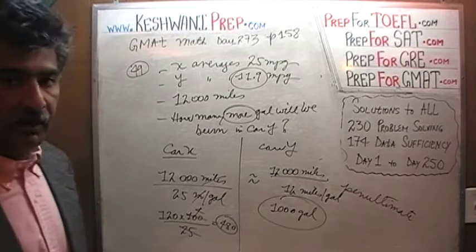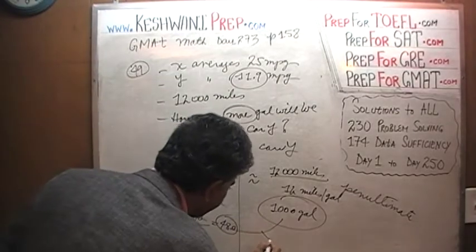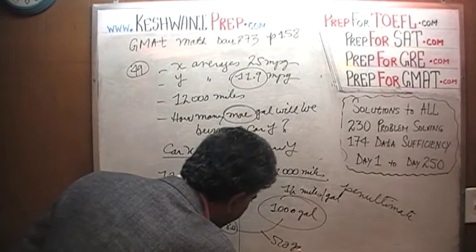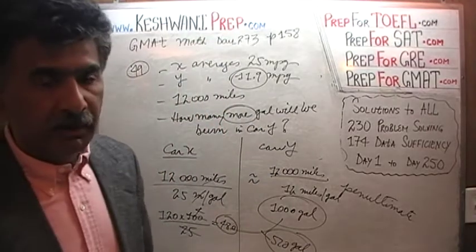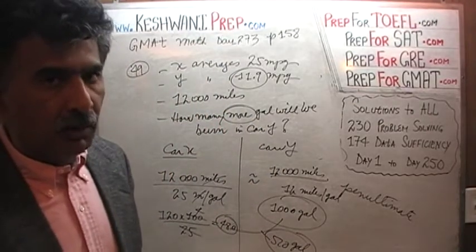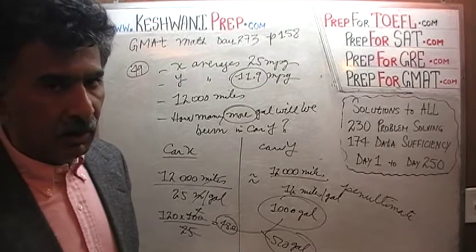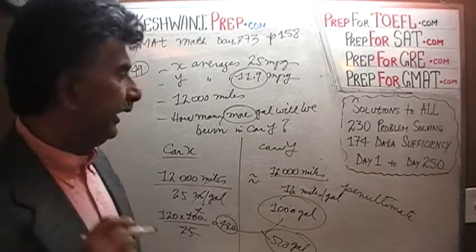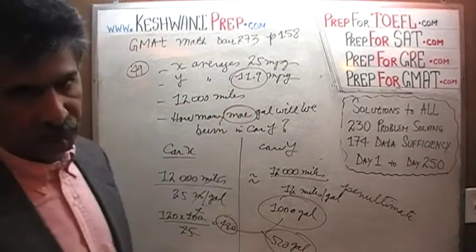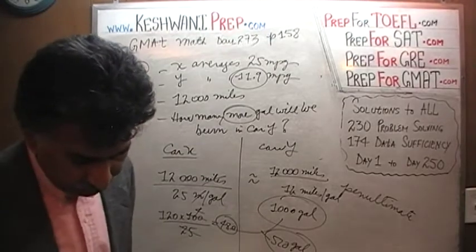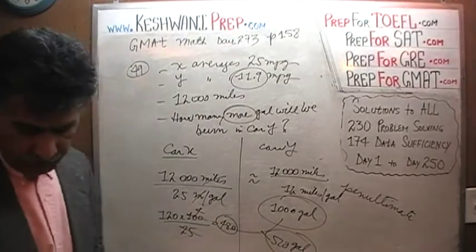The difference is 520 gallons more. We're going to end up burning 520 gallons more if we were to take the same trip in car Y as opposed to taking car X. Car X is the more efficient one. Do you understand? That's all there is. Let's do the very last one, number 50.